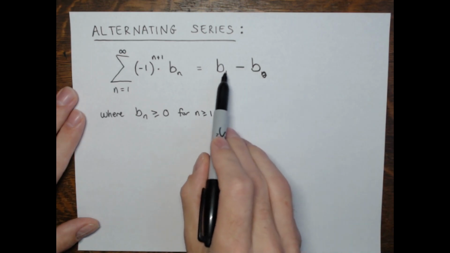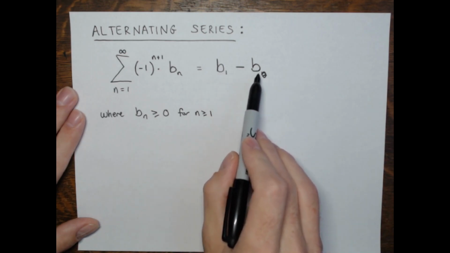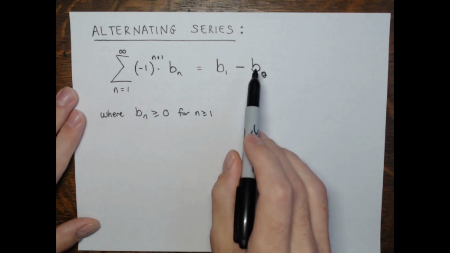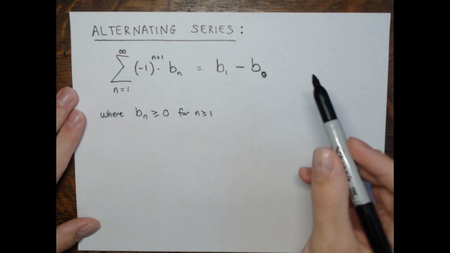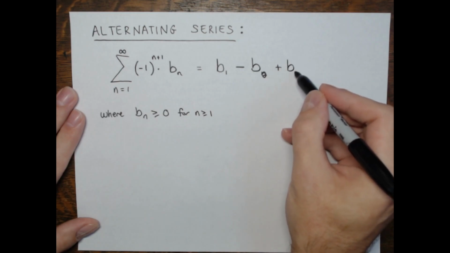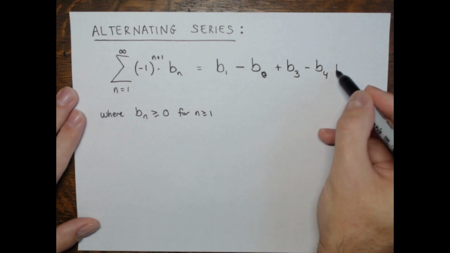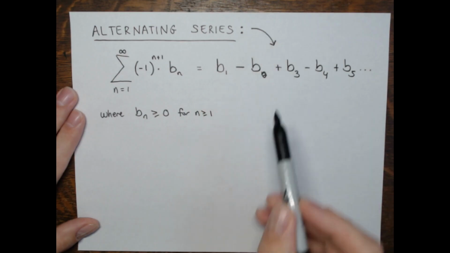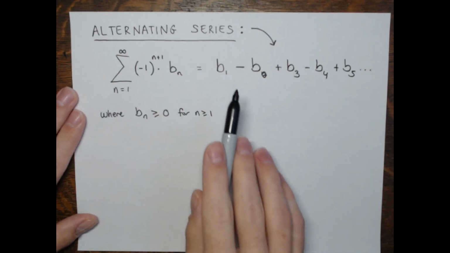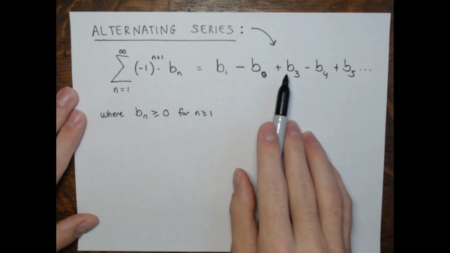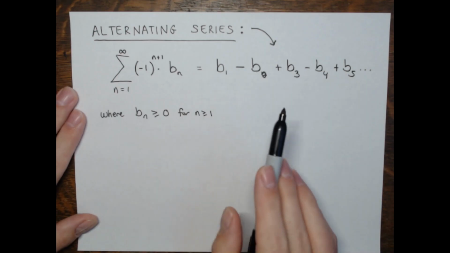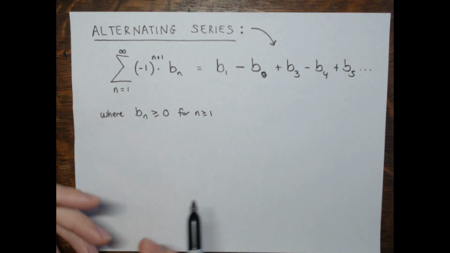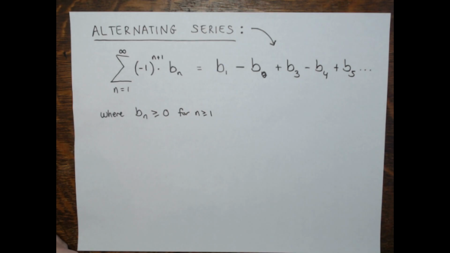b2. So positive term, negative term, right? Again, since b2 is positive, minus b2 will be negative. And then we'd have plus b3, minus b4, plus b5, and so on. This is called an alternating series, where it's positive term, negative term, positive term, negative term, or negative, positive, negative, positive. As long as it's alternating, switching back and forth between having a positive term and then having a negative term next in your sum.